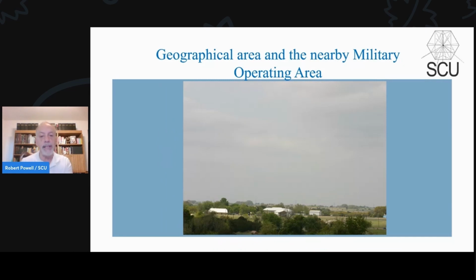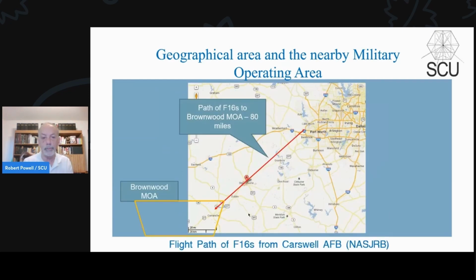This is just a typical view of the terrain in the Stephenville area. This area is approximately 1,300 feet above sea level, and it's kind of a flat plateau-like area. As you can see, there are trees there, but it's not heavily treed. It's mostly plateau. Next slide. This gives you a little bit larger map.